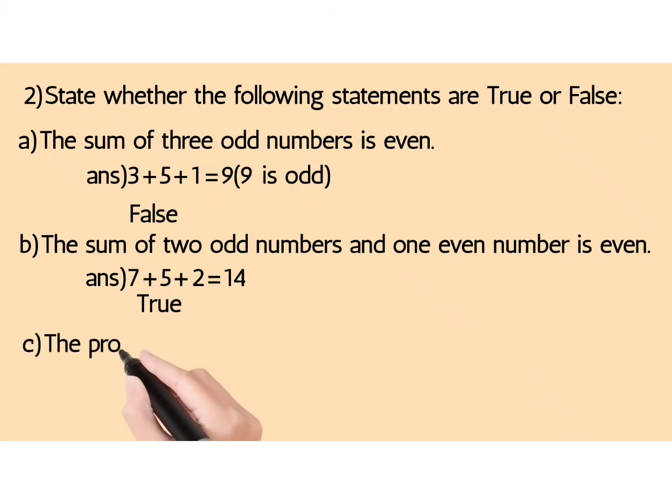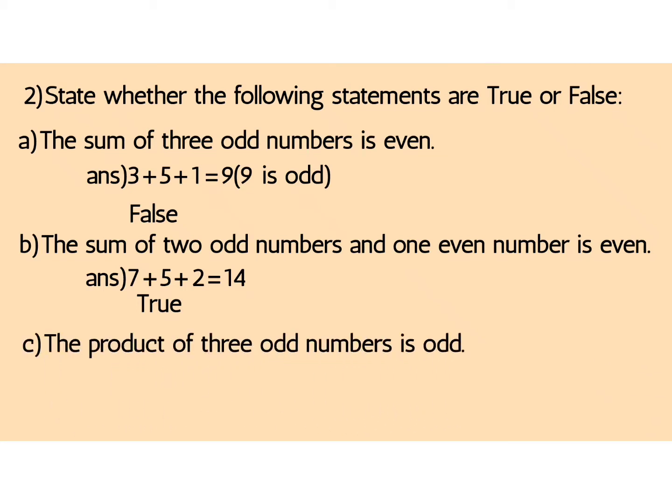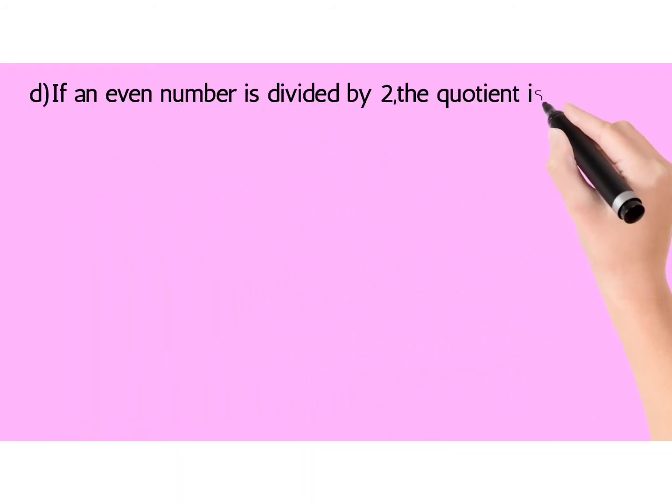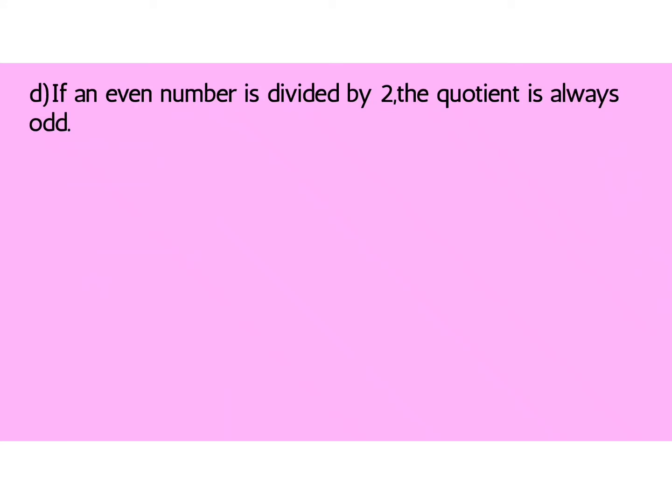Now C part. The product of three odd numbers is odd. So let's take three odd numbers 7, 3 and 5. 7 into 3 into 5. 7 threes are 21. 21 into 5, 105. Is 105 an odd number? Yes. So this statement is true. The product of three odd numbers is odd. Clear?